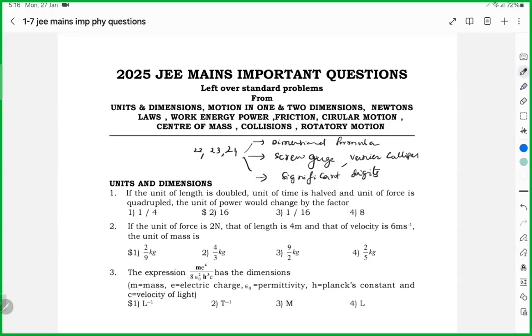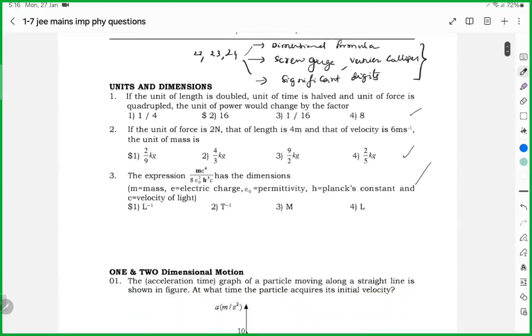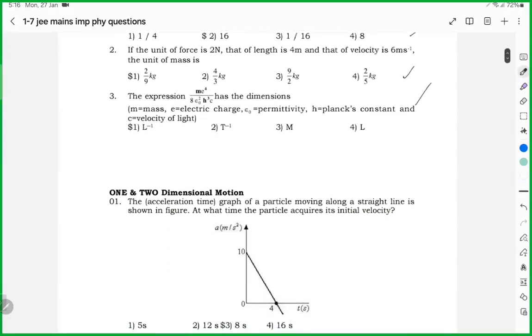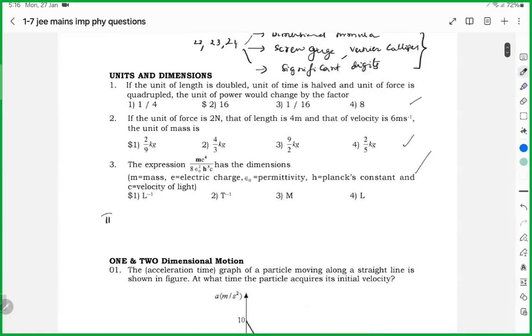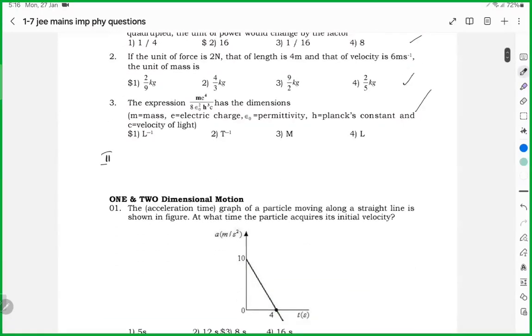Almost all models he covered. Other than these three models, please go through these questions. And in the second topic, one and two-dimensional motion, they gave very few questions on one-dimensional motion.